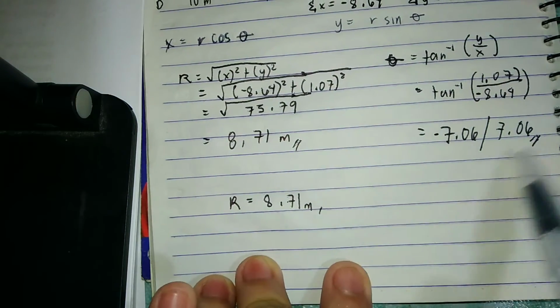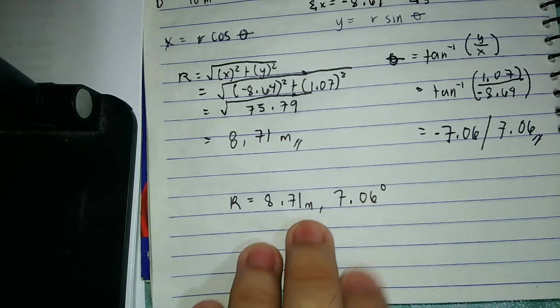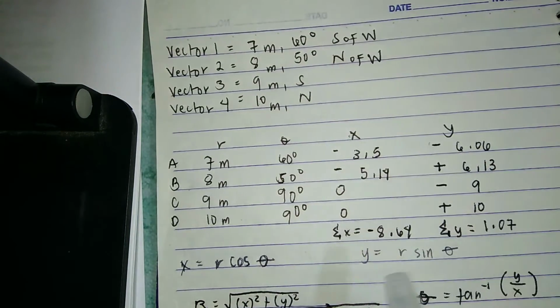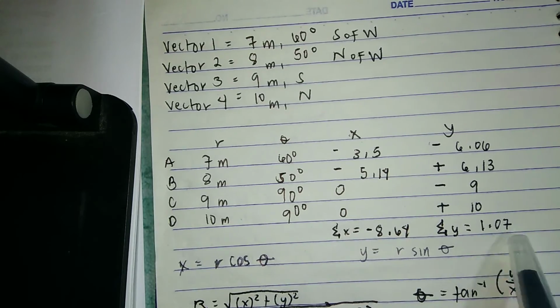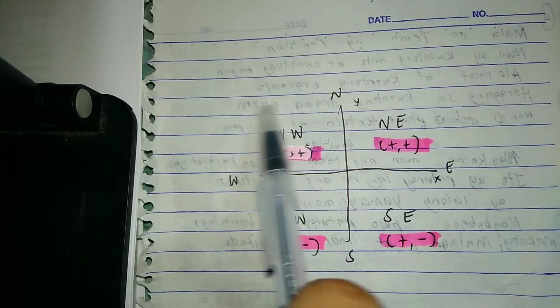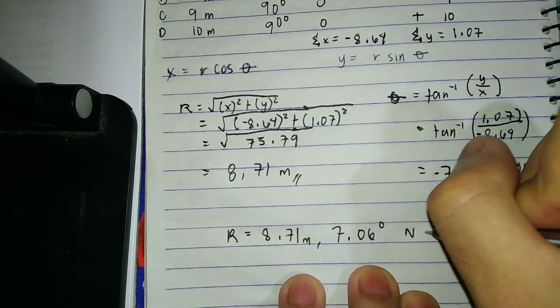Now, to find the direction, let's take a look in the sign of x and y here. So as you can see, the sign of x is negative and the y is positive. Now our sign will be north of west. So our final answer is 8.71 magnitude at 7.6 degree north of west.